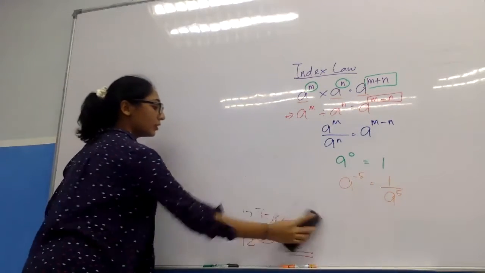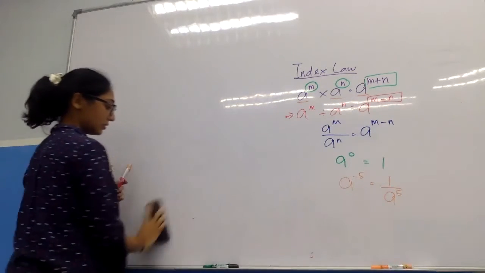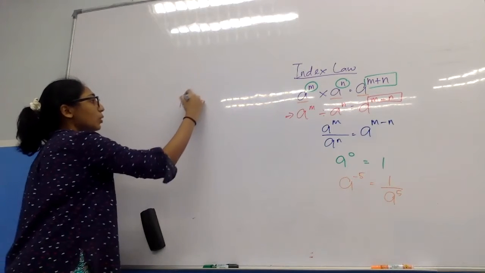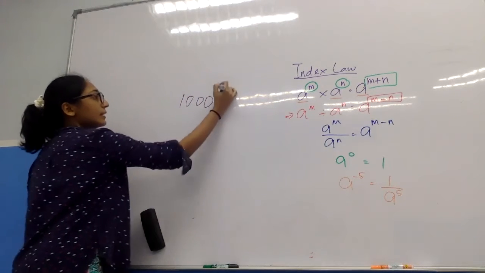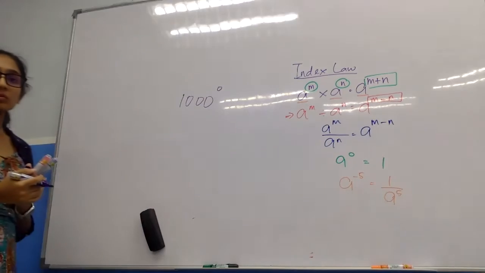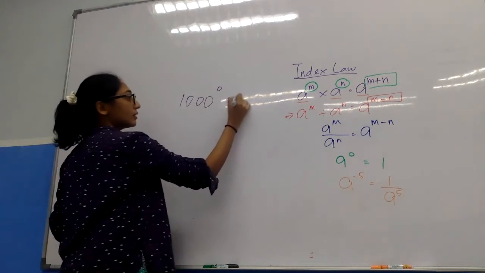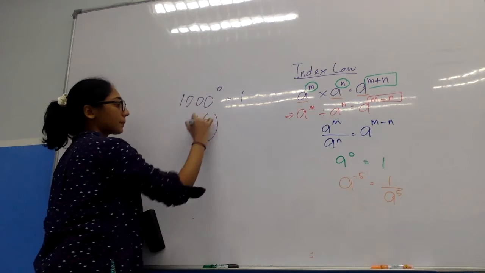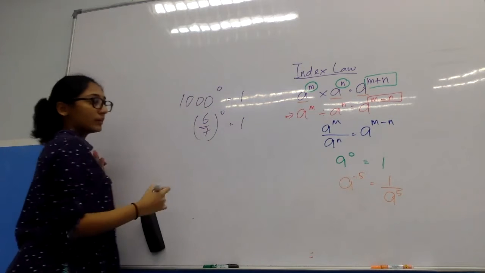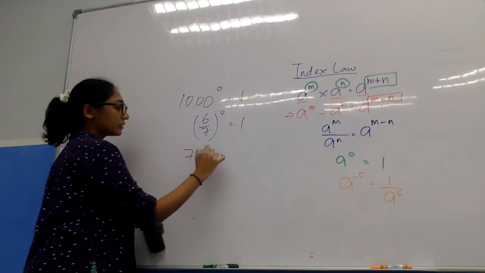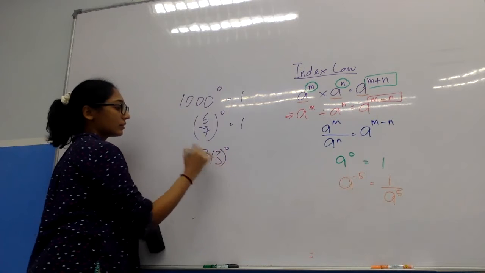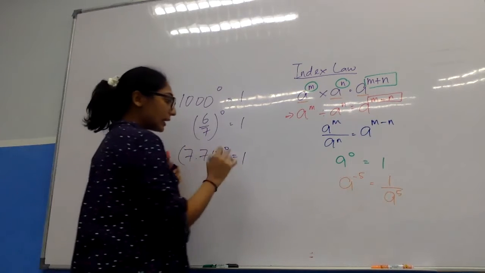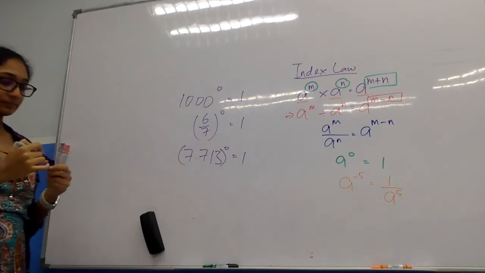The fourth law: any number, so it can be 10, it can be 100, it can be 1000 also, any number to the power of 0 is equal to 1. Even if it's a fraction, it's 1. Even if it's a decimal, any number to the power of 0, the answer is 1. That's it.